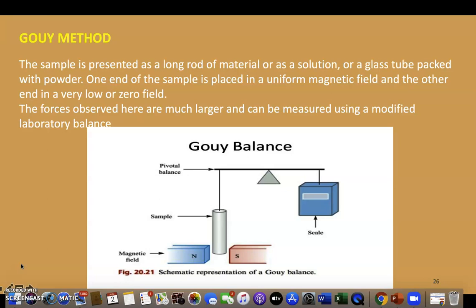Here, if the substance we have considered is paramagnetic, then it loses its weight. If the substance is diamagnetic, then it gains weight. That is the principle behind it. Next, we can determine W and delta W. The next slide shows the formulas.